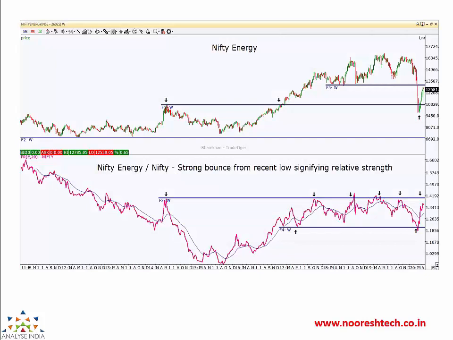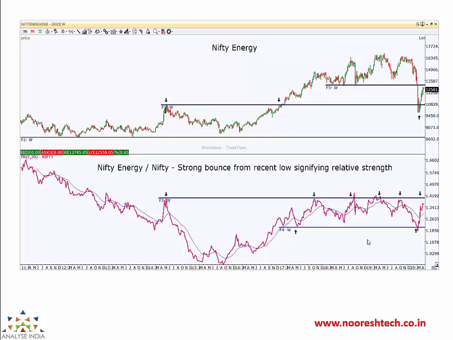As you can see in the chart that Nifty Energy broke out somewhere in 2017, made new highs. However, the ratio chart did not make new highs. It constantly kept trading in a range. The move of this index was due to Reliance Industries.